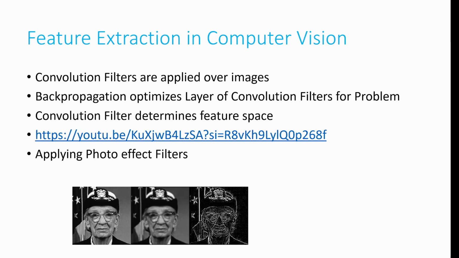While our image classification model is training, it applies convolution filters over the images. And after each training epoch, backpropagation will optimize those convolution layers for our given problem. And those convolution filters will determine our feature space.